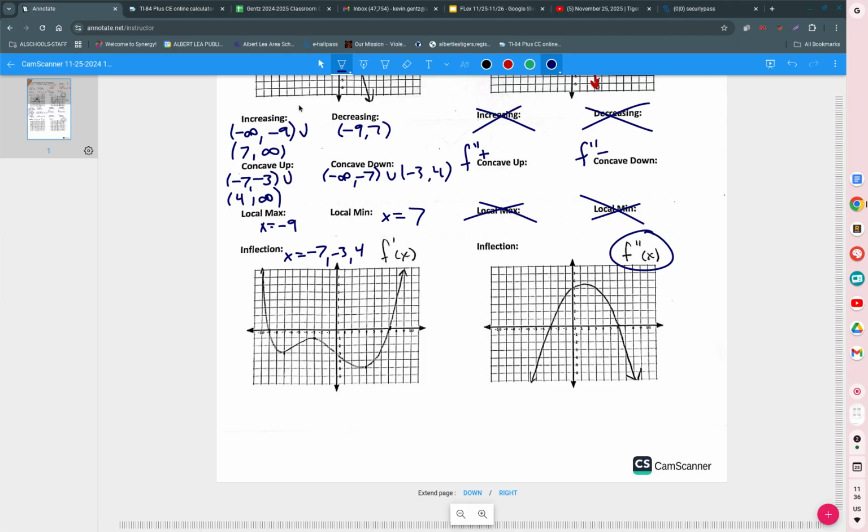So by looking at this piece, if this is f double prime, I'm going to be concave down from negative infinity to negative 3, union 6 to infinity. And I'll be concave up from negative 3 to 6. We have to memorize all this? The inflection occurs whenever your concavity changes, or whenever the second derivative changes sign. And that's going to be at x equals negative 3, and at x equals 6.